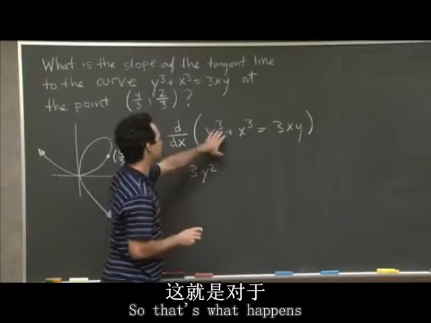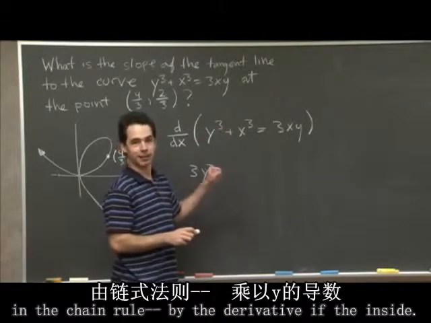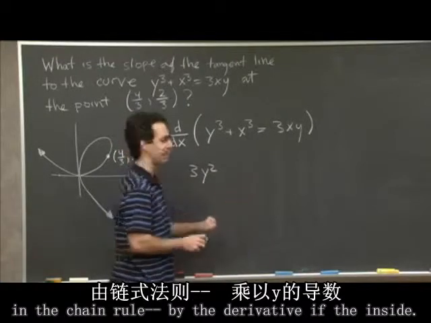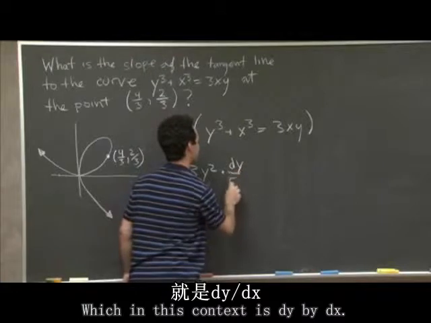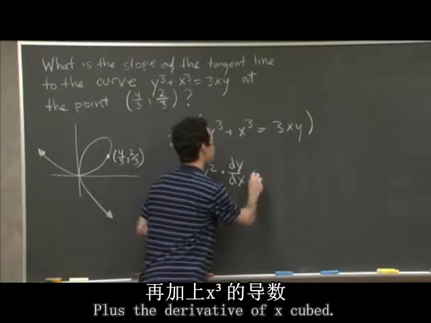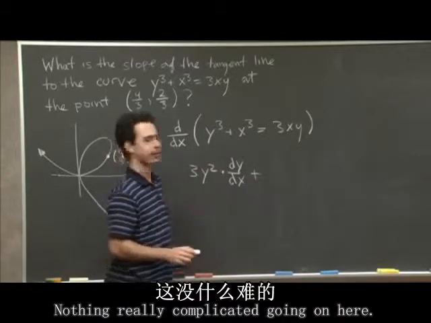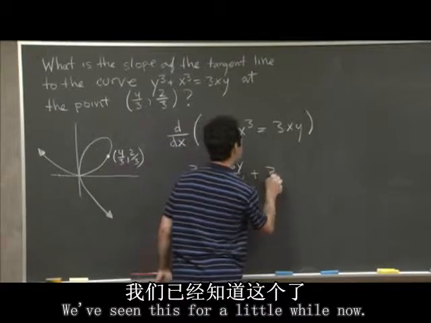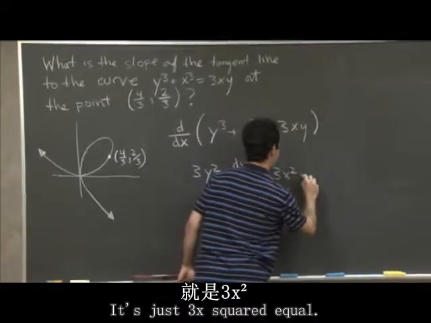So that's what happens when you just deal with the cubed part. But then in the chain rule we need to multiply by the derivative of the inside, which in this context is dy/dx. Plus the derivative of x cubed. That's more straightforward, nothing really complicated going on here. We've seen this for a little while now. That's just 3x squared.